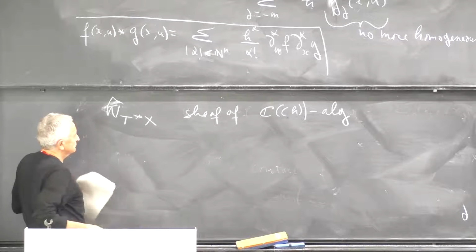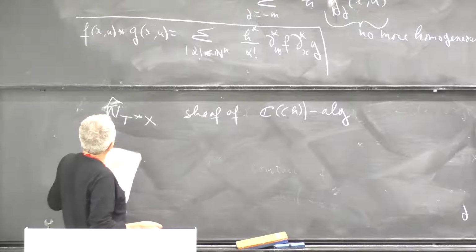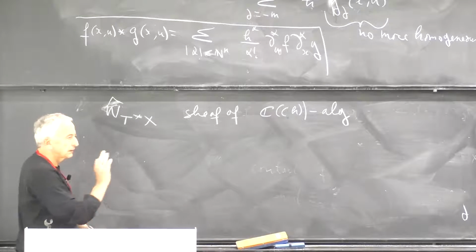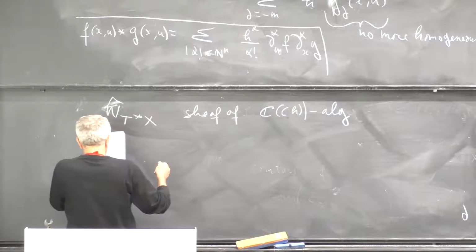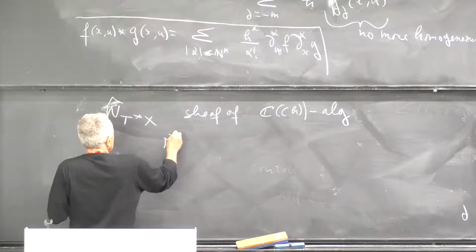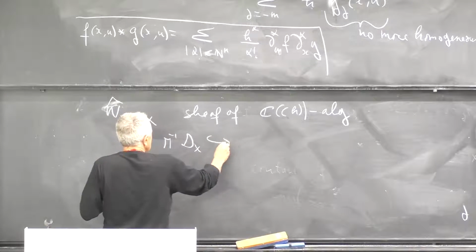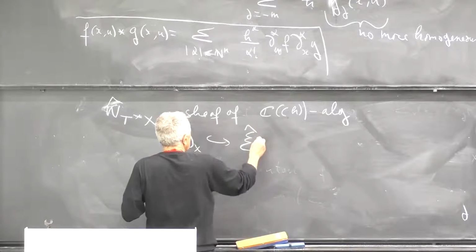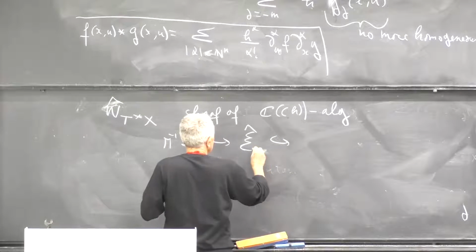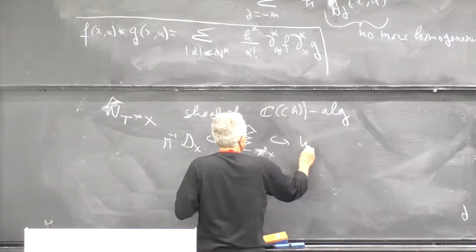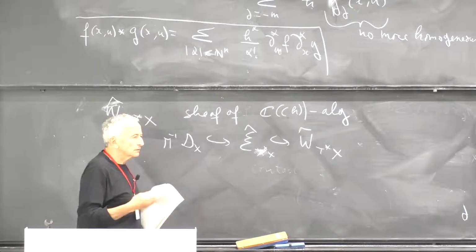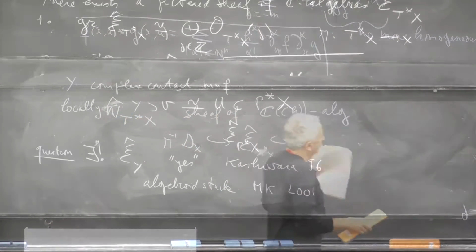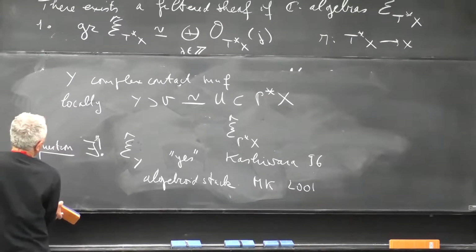But are you still on the cotangent bundle? Yeah, I'm still on it. I will pass to general Poisson manifolds later. Okay? And I have pi minus 1 of O X goes to W hat on T star X. And it's interesting to notice h bar.